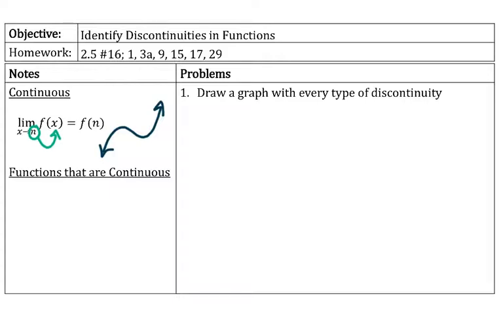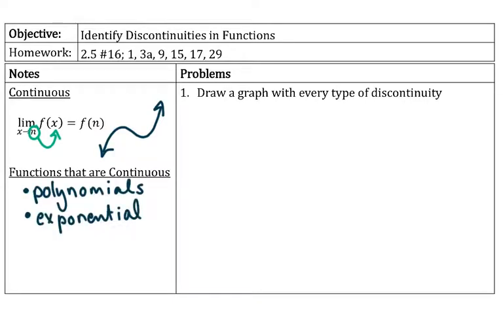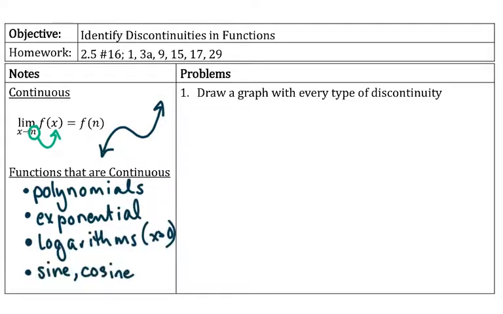Now, lots of functions are just naturally continuous. You don't need to worry about continuity. Functions that are always continuous are going to be polynomials, exponentials, logarithms, as long as we're talking about x greater than 0, and sine and cosine. So if you see a polynomial, you just don't need to worry about whether or not it's continuous.